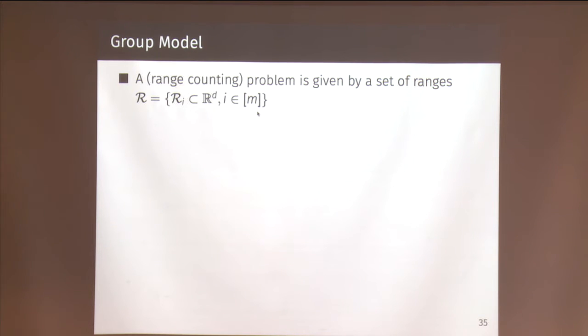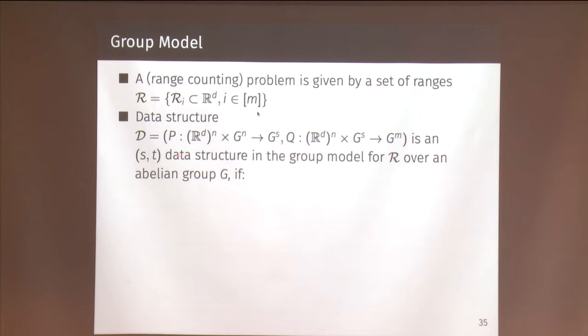Okay, so more formally, a range counting problem is given by a bunch of ranges. A data structure is, again, preprocessing and query functions. And we say that there exists an ST data structure if I allow you whatever computations you want to make on the coordinates of the points. I'll only charge you for working with the group elements.